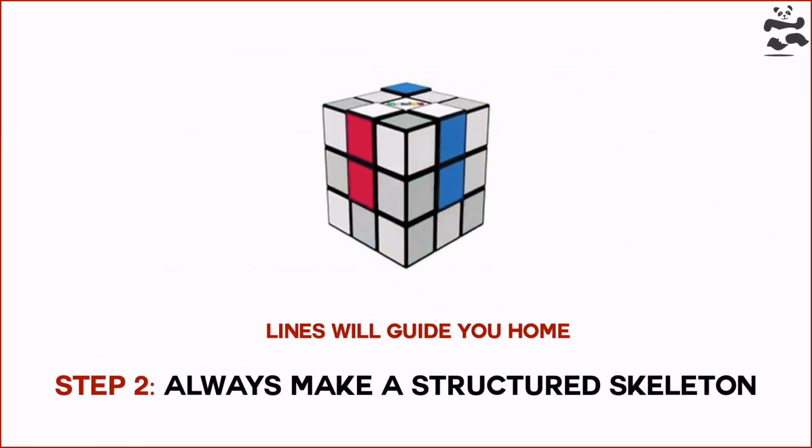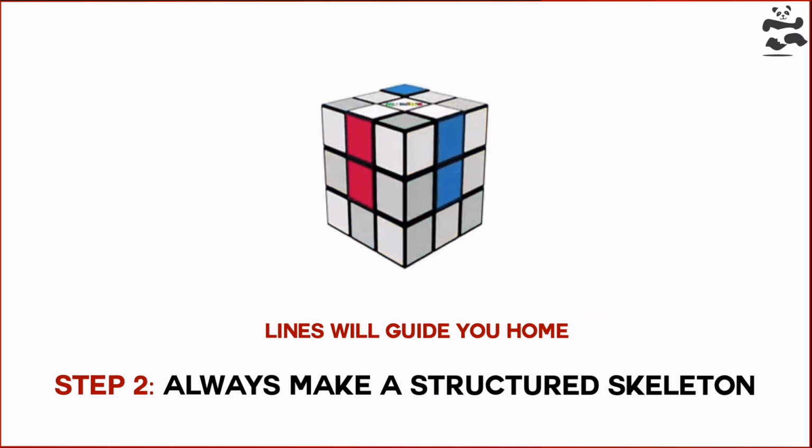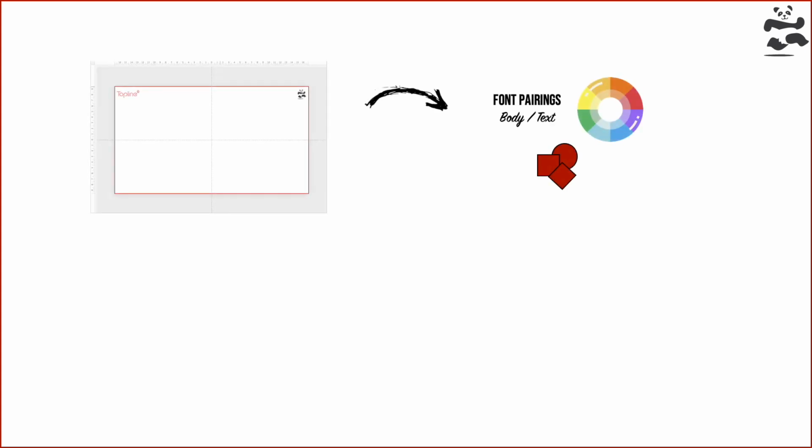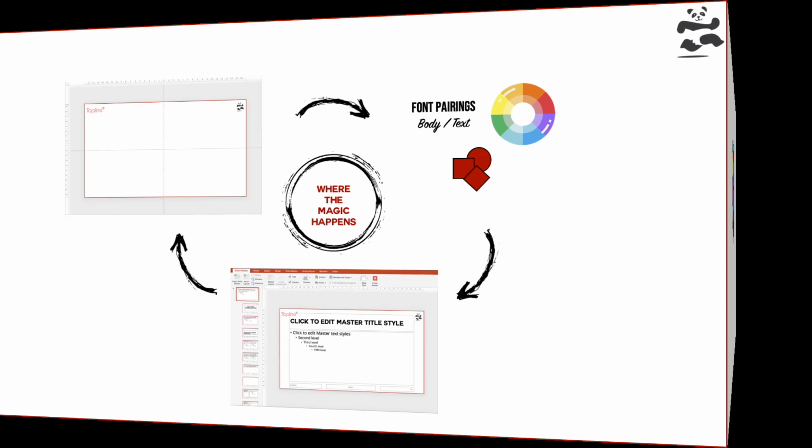Step 2 is to always make a structured skeleton. As they say, lines will guide you home. Here in case, guides on PPT are a great way to start off. They allow you to give structure to a particular slide. Herein, you can move on to font pairings, color schemes and shapes, which will add to your PPT. And overall, make use of the slide master preview in the view tab. After all, this is where all the magic happens.